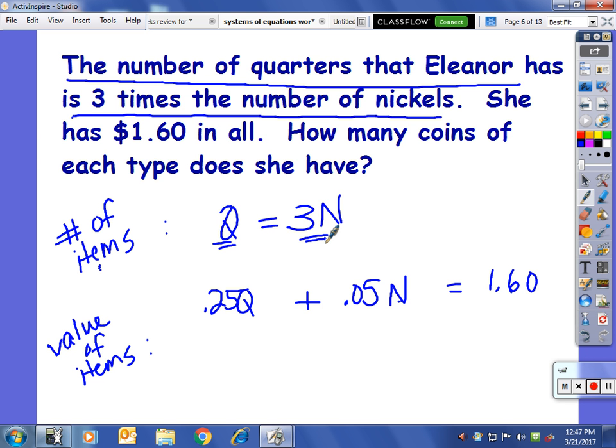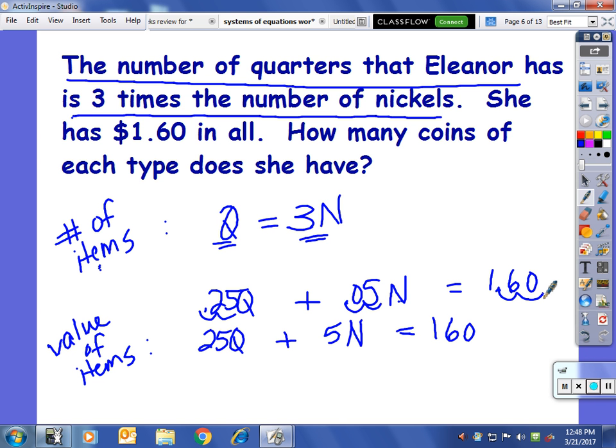Multiplying by 100 moves your decimal how many times? 2 times. That would give me 25Q plus 5N equals 160. Do you see what I did there? That's a perfectly legal thing to do to an equation as long as you do the same thing to every number on both sides of the equation. Basically what I did is I multiplied by 100. Do I have to do that? No, but to me it makes it much easier.